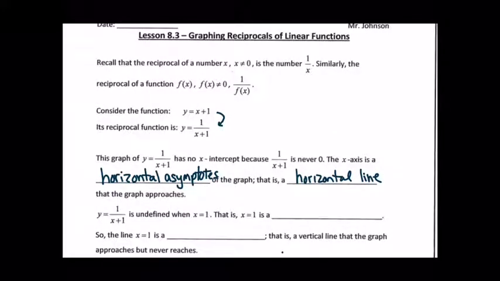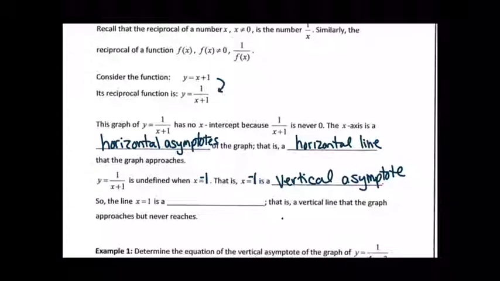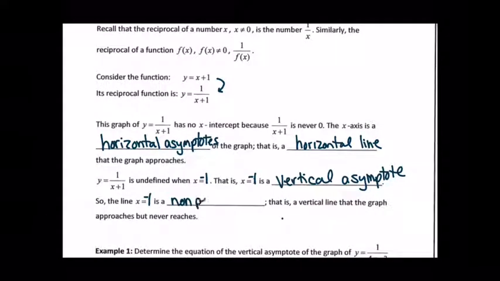So this should actually say -1 here. Again, this should say -1. Non-permissible values. So y equals 0 will be the horizontal line of one of the boundaries of where your graph is going to touch.